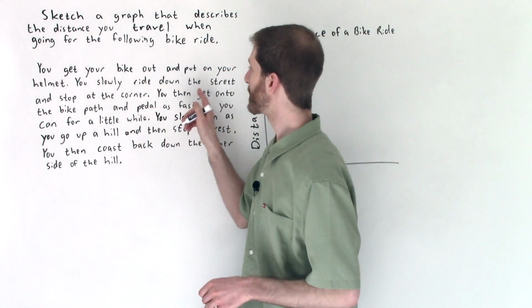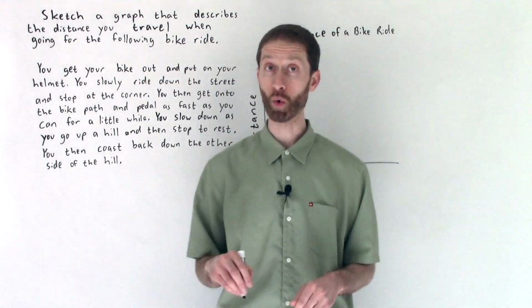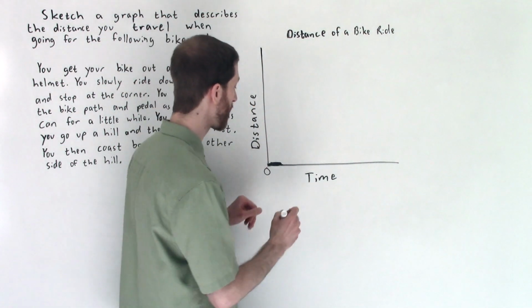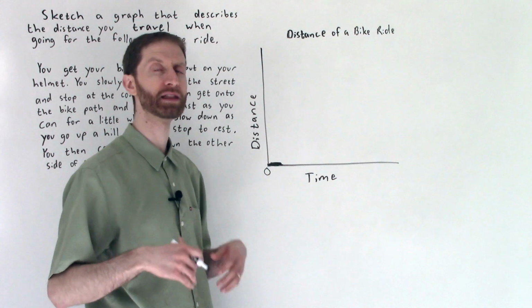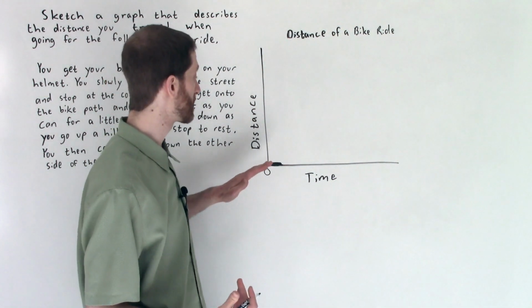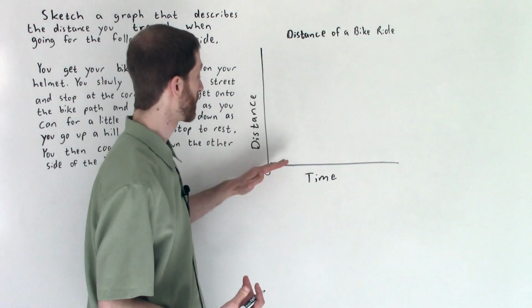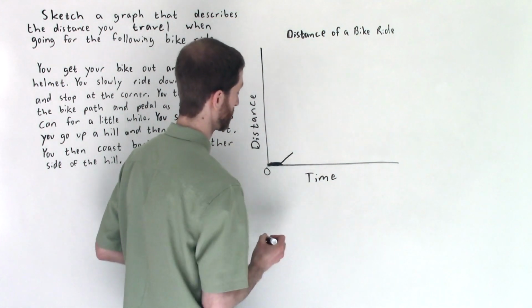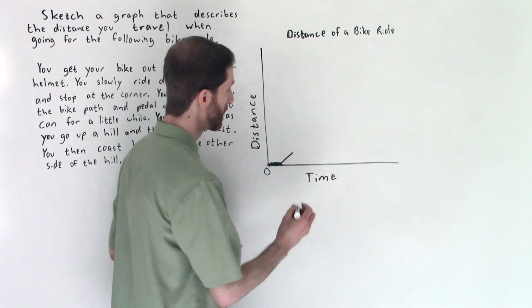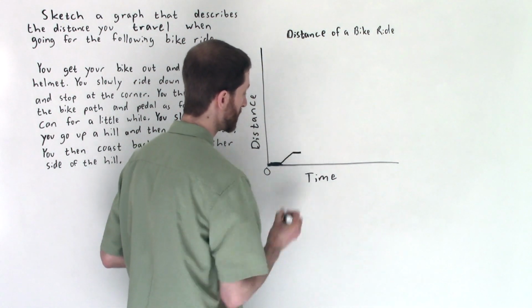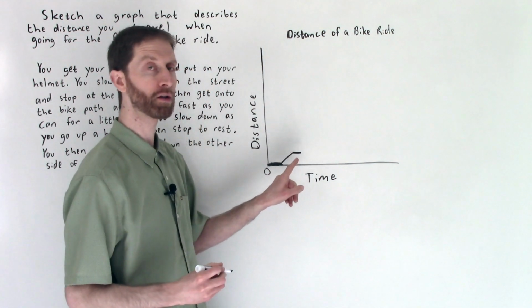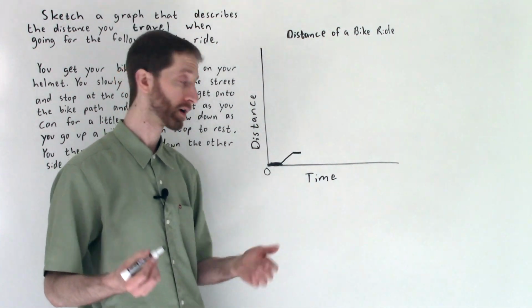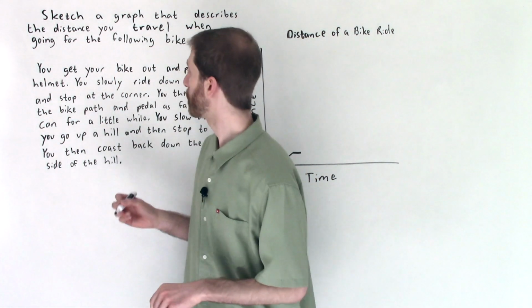You slowly ride down the street and stop at the corner. Okay, if I'm gonna slowly ride down the street, I don't want my line to be that steep. So my distance is not gonna be accumulating quickly like this. It's gonna be accumulating pretty slowly. So we do something like that, right? So that's pretty slow. And then we stop at the corner, which means that no distance is changing at all, but time is going on. Horizontal line right there.